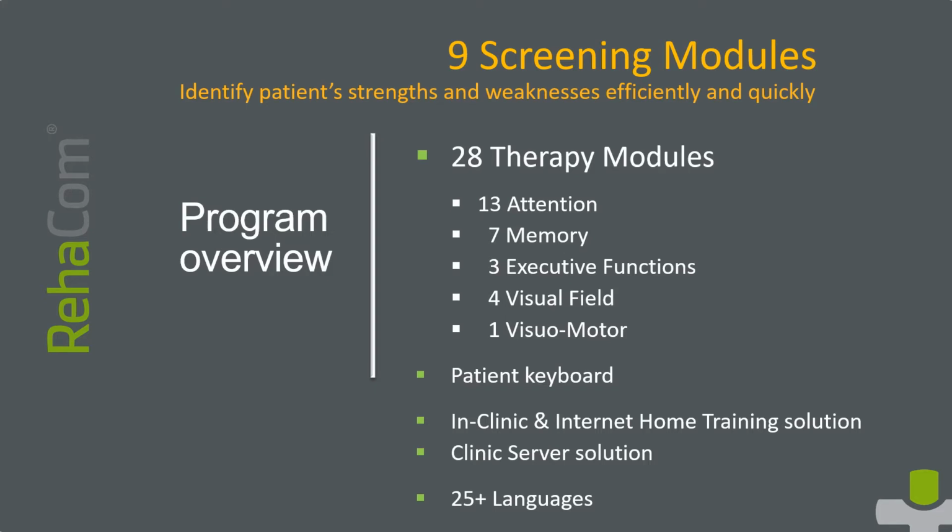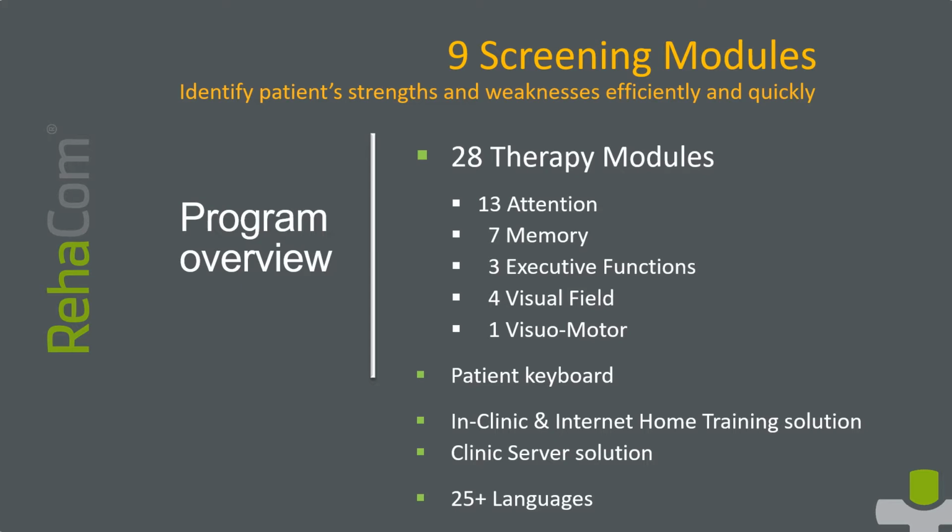RehaCom is perceived by therapists working in the field as a complete and flexible, customizable, computer-aided therapy platform. The most common and impacting cognitive deficits following an acquired brain injury or disease, such as attention disorders, memory problems, executive functions, and in addition visual field disorders and visual spatial neglect, can be treated efficiently and precisely with the system. The platform is primarily designed for treatment, and the system provides 28 auto-adaptive therapy modules.